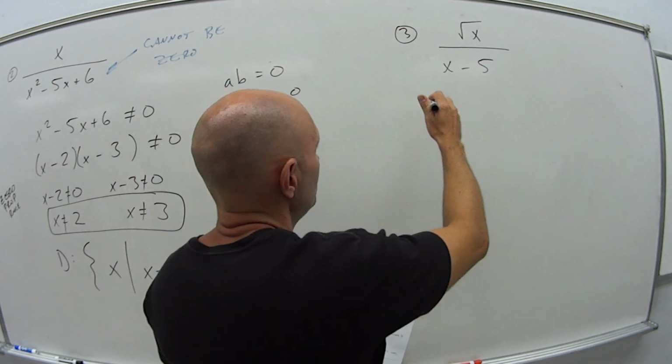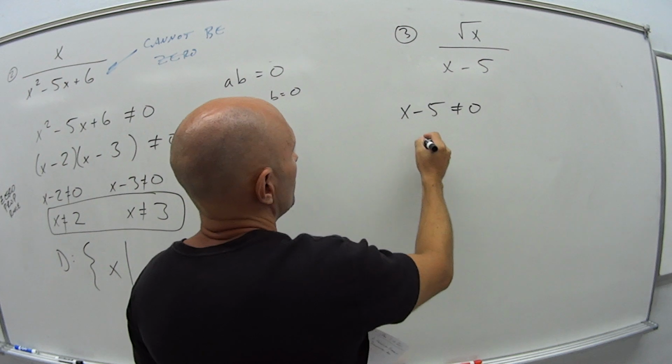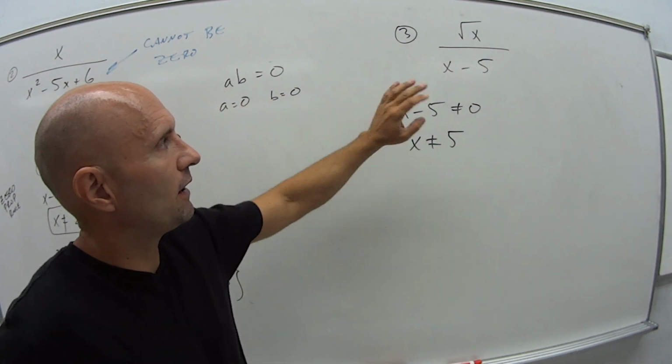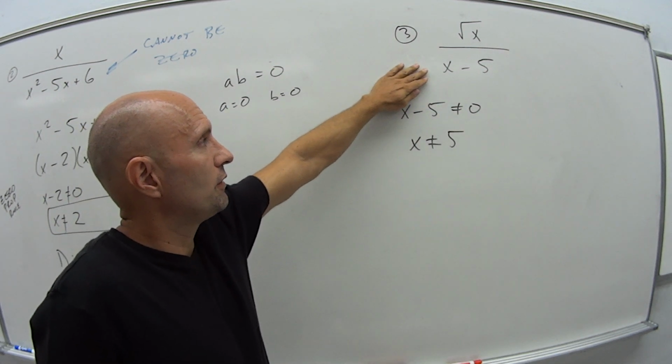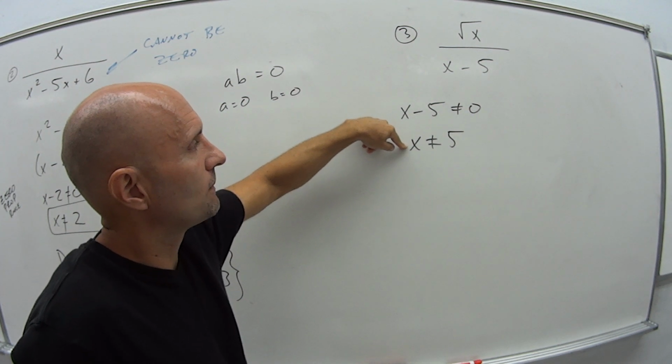x minus 5 cannot be 0. So that means what? x cannot be equal to 5. Any other value is fine in terms of the denominator. I can pick any other value that I want. It won't make it 0, but I can't have x equal to 5.